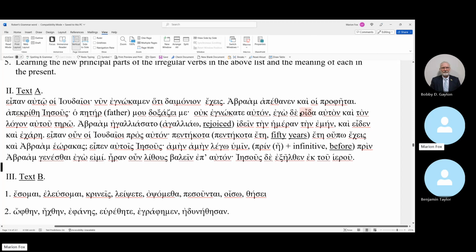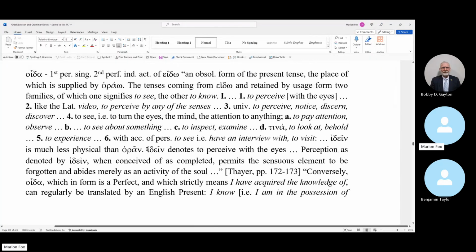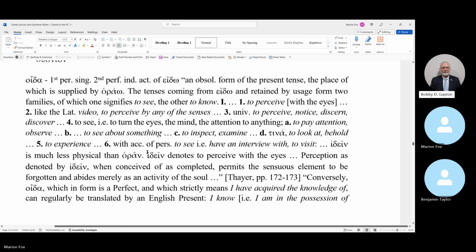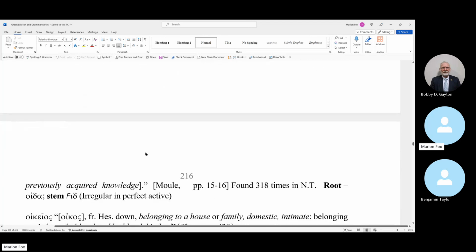I've known this, and I have this knowledge from the depth of, let's go back and see oida again. I'm sorry. I don't know exactly how that was worded. Previously acquired knowledge. This is not Thayer's definition, but it is, I have acquired the knowledge of. So I have acquired this knowledge, and it's previously acquired knowledge, okay? Whereas you haven't any kind of knowledge of it, see? You don't even have an elementary knowledge of it.